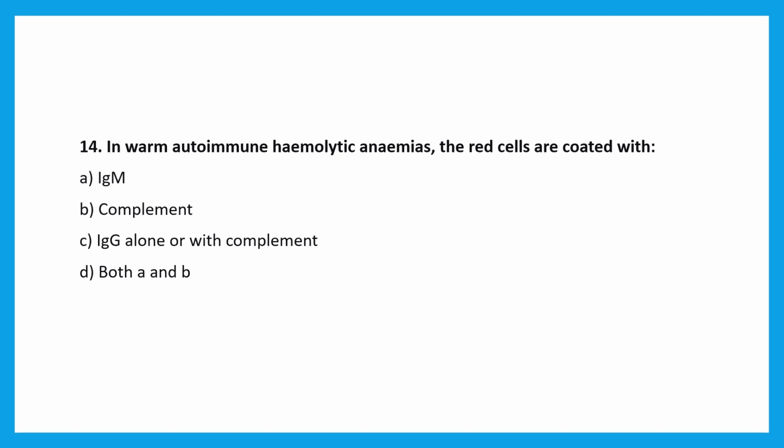In warm autoimmune hemolytic anemias, the red cells are coated with: A, IgM. B, complement. C, IgG alone or with complement. D, both A and B. That is, in warm autoimmune hemolytic anemias, red cells are coated with what? Which one do you think is the correct answer? I think we just whispered an answer from the explanation that we gave on question number 13. And from that question, you can actually see that we mentioned immunoglobulin G, IgG.